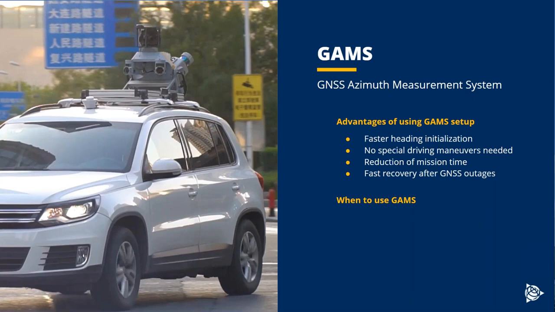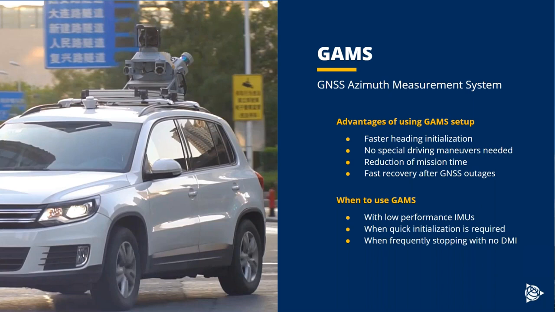There are some cases when we would recommend to use GNSS. First of all, we usually recommend to use GNSS with low performance IMUs. This is mostly considering MX7 and MX2 with AP15 and AP20 POS systems, but also some other cases when you need a quick initialization, so also with MX9. When you are frequently stopping and you don't have a DMI, in that case, using GNSS would be fine. Always best to use everything.